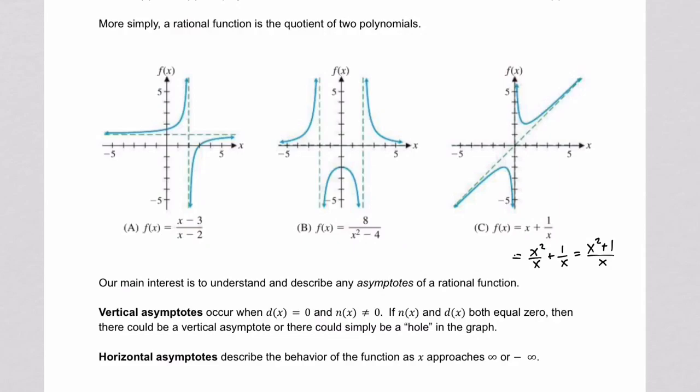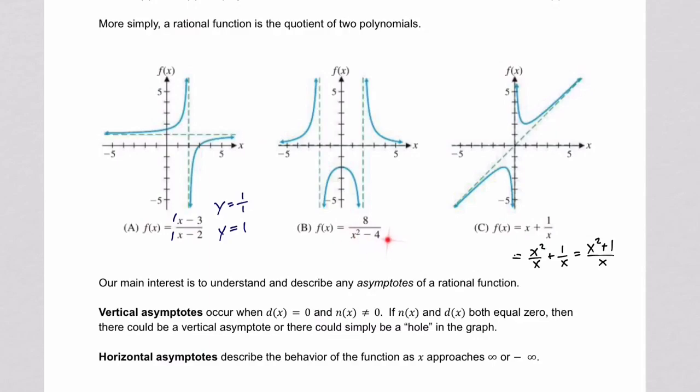A second interesting feature of rational functions is that they can have horizontal asymptotes. Whether they do or don't depends largely on the degree of the numerator and the denominator. If the degree of the top and the bottom is the same, then a horizontal asymptote will exist, and the value will be the ratio of the two lead coefficients. So in this case, the lead coefficients are both 1, so we get a horizontal asymptote at y equals 1.